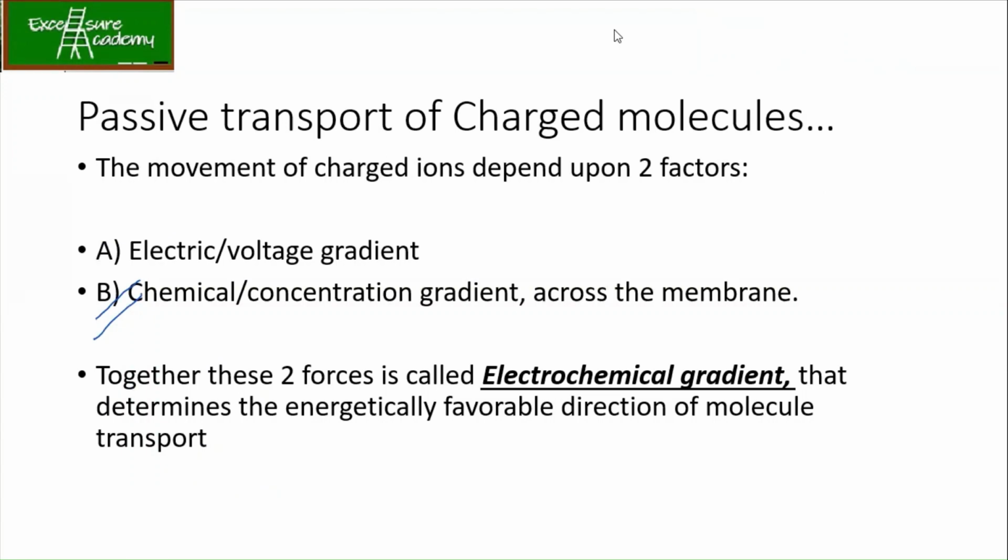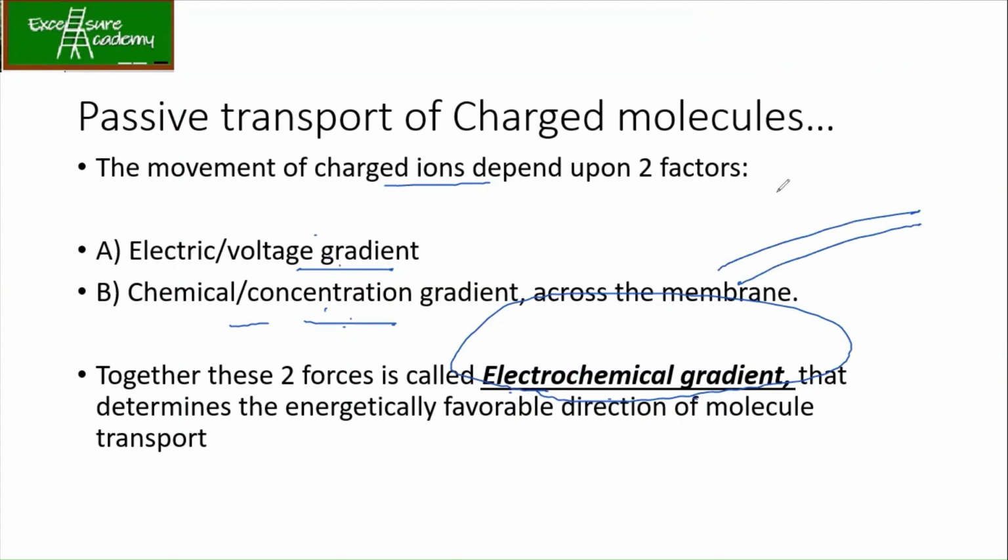Now, passive transport of the charged molecule. There are two types, depending on two factors for the movement of charged ions: the electric voltage gradient or the chemical concentration gradient. If both are present, the chemical concentration and the voltage difference, it is known as the electrochemical gradient. That determines the energetically favorable direction of the molecule transport. Depending on this, the direction of the molecules at low and high will be determined.